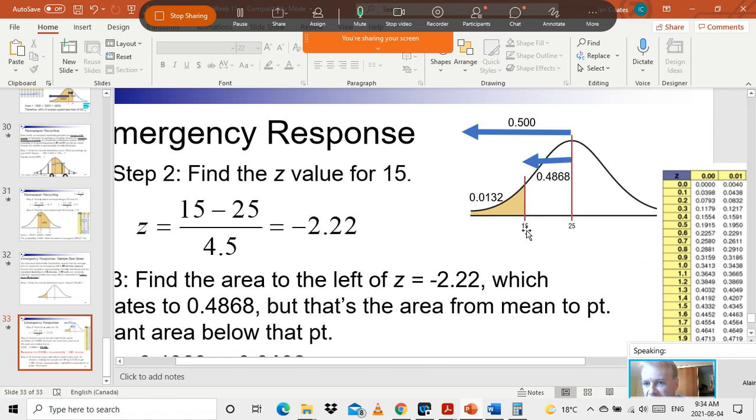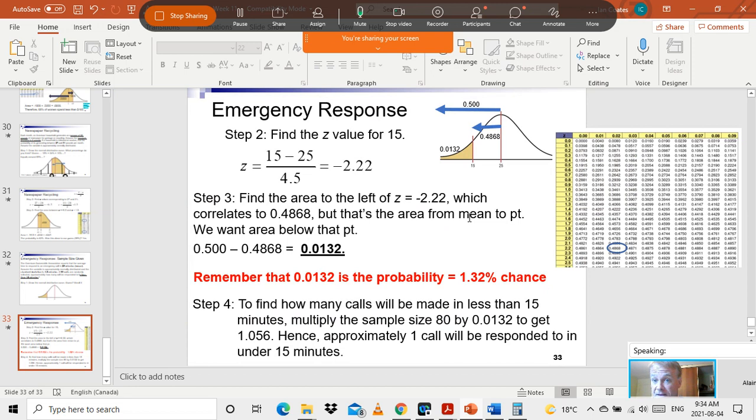You see, we found this number here, the z value, which was negative 2.2, which would be right here. And we found the probability, and that's from here to here. But that's not what we're looking for. We're looking for the other side. So how do you solve for this? We know that this whole side is 0.5, and if from here to here is 0.4868, we subtract this from this, and now we get a probability of 1.32%. Okay, that's how this one goes.